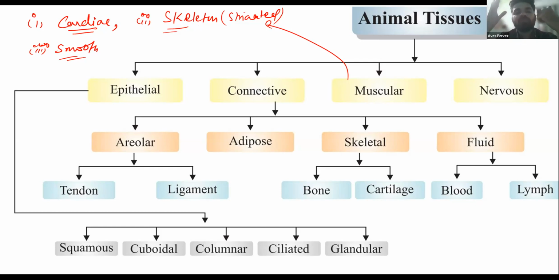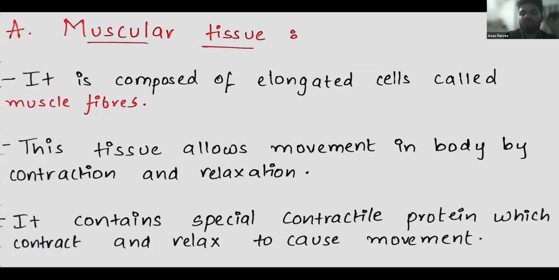Muscular tissue has various types. Before studying each, let me write it here. First one, muscular tissue. It is composed of elongated cells called muscle fibers. These tissues allow the movement of the body by contraction and relaxation. It contains special contractile protein which helps in contraction, relaxation, and causes movement. Okay, noted.